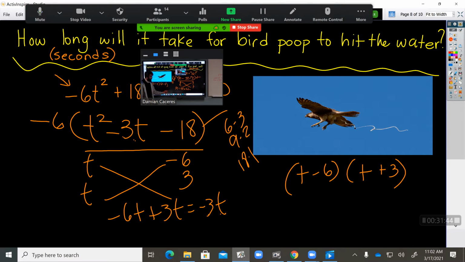I'll do it the long way. Positive 6 and negative 3. Change the sign and divide by the coefficient, but there's a 1, so you could do just change the sign. So the bird poops. In 6 seconds, that poop will touch the water.